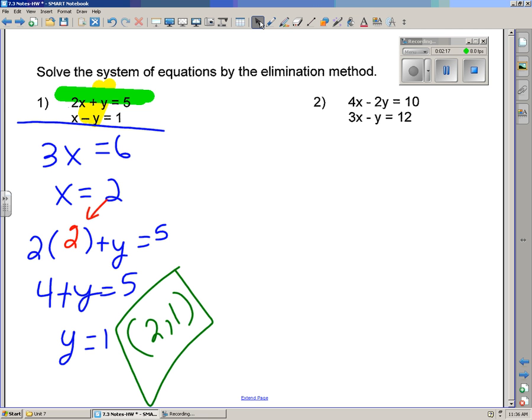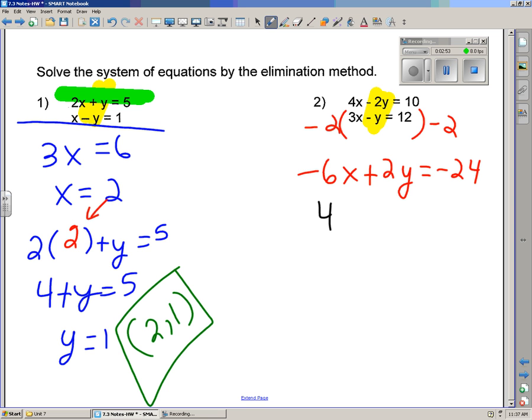On the second problem, we don't have any inverses of variables. We've got 4x and 3x, which is 7x when you add. You've got negative 2y and negative y, which is negative 3y when you add. I'm going to shoot, though, to make y's inverses of one another. So if I have a negative 2y for one of them, I need a positive 2y for the other, which means I'm going to multiply the entire bottom equation by a negative 2. That gives me negative 6x, a positive 2y, and negative 24. The top equation did not need to be messed with because it has the inverse of what you want. The y's are now inverses.